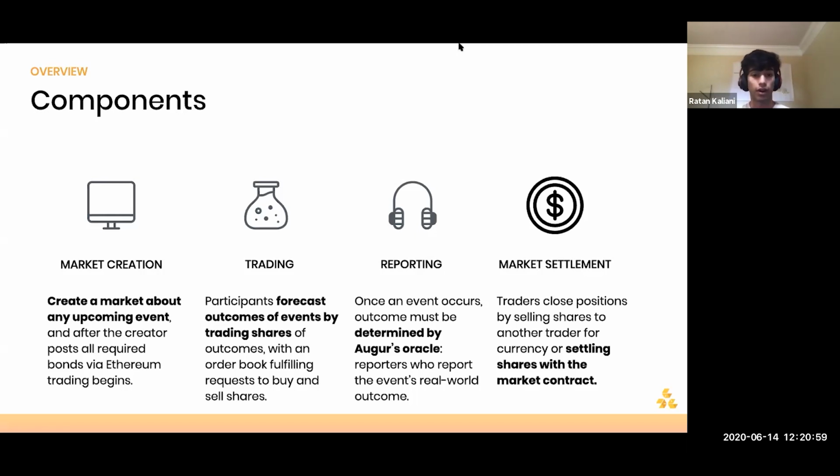The largest and most significant part of the Augur prediction market platform comes in the reporting stage. This is when, once an event occurs, the outcome is determined by Augur's Oracle. And this is really where Augur takes a step away from traditional prediction markets and uses a decentralized Oracle, the reporters, to determine the event's real world outcome. The last stage is market settlement, and this is when traders close their positions and sell shares to other traders or settle with the market contract.